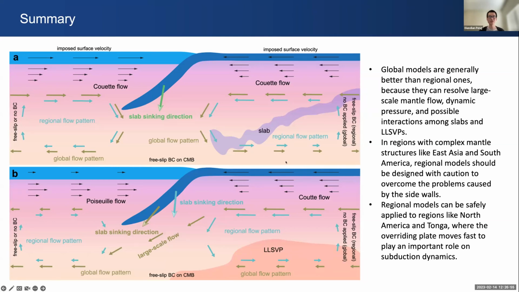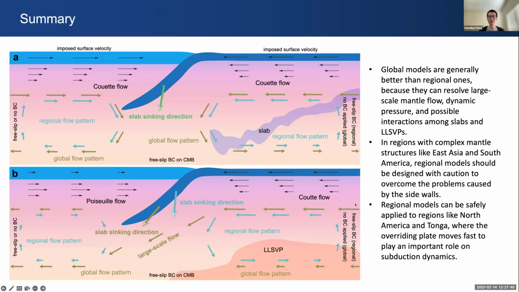In another scenario, the subduction rate is still fast and induces a Couette type flow beneath it. But the overriding plate is not moving much. So the flow above the slab is mainly controlled by the subducting slab. The low pressure zone will induce a Poiseuille type flow, which has the maximum velocity in the middle. And in global models, there will be a large scale flow all the way from the subducting plate to the overriding plate.